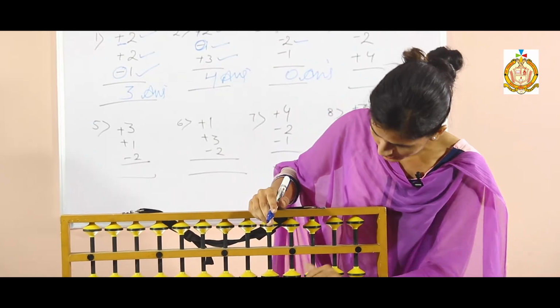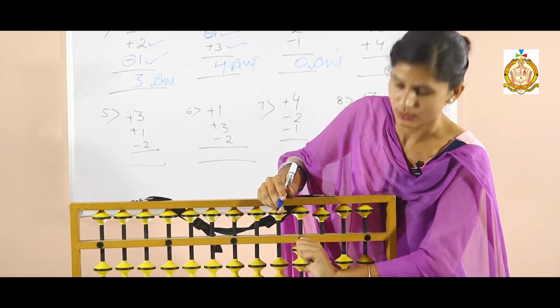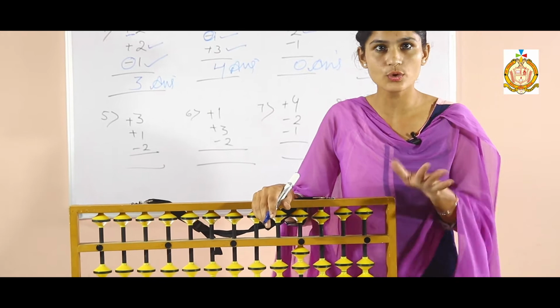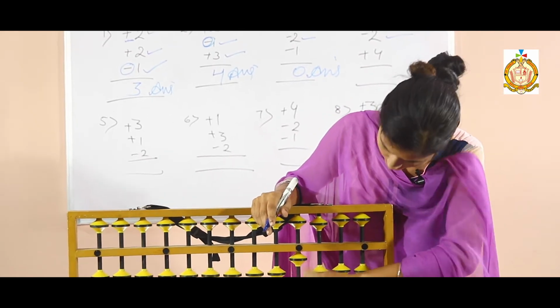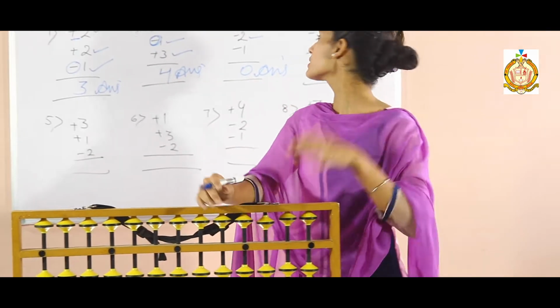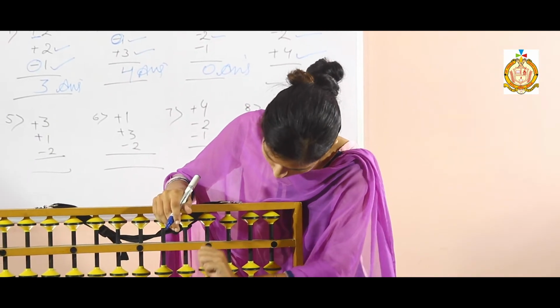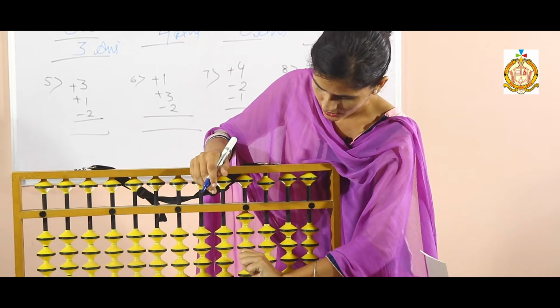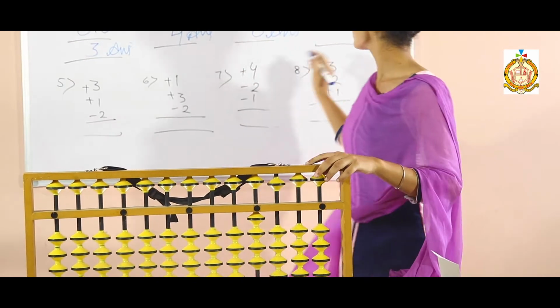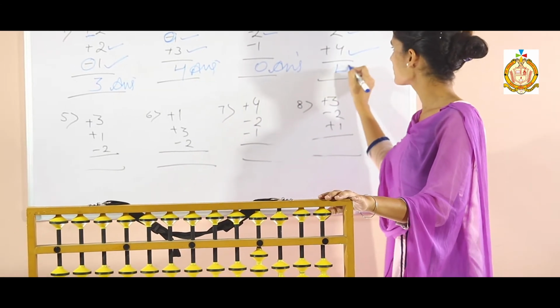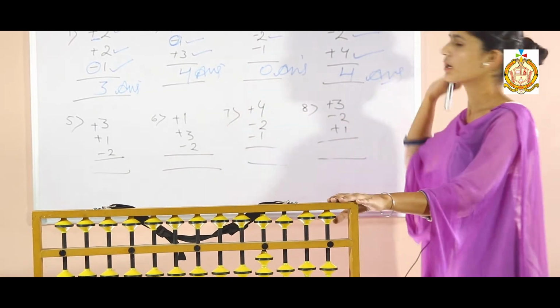Firstly add 2 with the help of your thumb. 1, 2. 2 is added. Yes. Now minus 2 means remove 2 beads. So with the help of index finger remove. Nothing is there. So add 4. Now 4 with the help of thumb. 1, 2, 3, 4. 4 is added. Your answer is, count the beads first. 1, 2, 3, 4. How many beads are there? 4. So 4 is your answer.